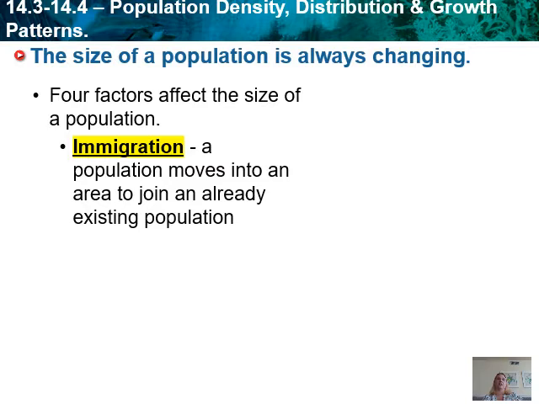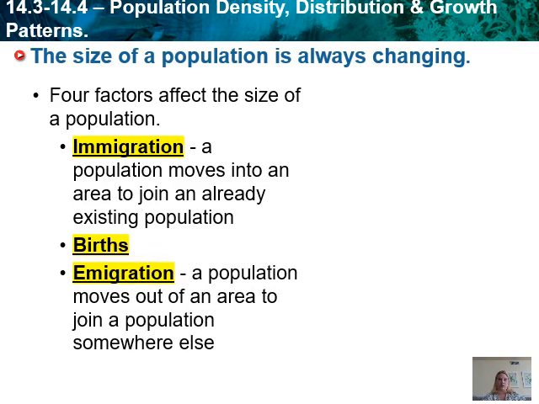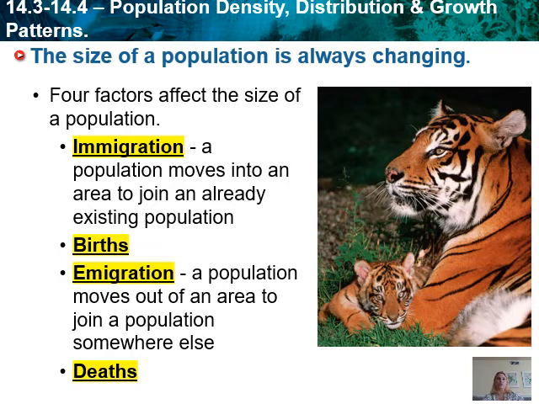And the size of a population is always changing. We have four factors that affect the size of a population. We have immigration, which is the population that moves into an area to join an already existing population. So people moving in or animals moving in, different organisms moving in is immigration. We have births, you know what that is. We have emigration, which is populations moving out of an area to join a population somewhere else. So immigration moving in, emigration moving out. And then we have births and then deaths. Okay, so two opposites, immigration moving in, emigration moving out, births being born, deaths dying. So those are the changes that affect the size of a population.